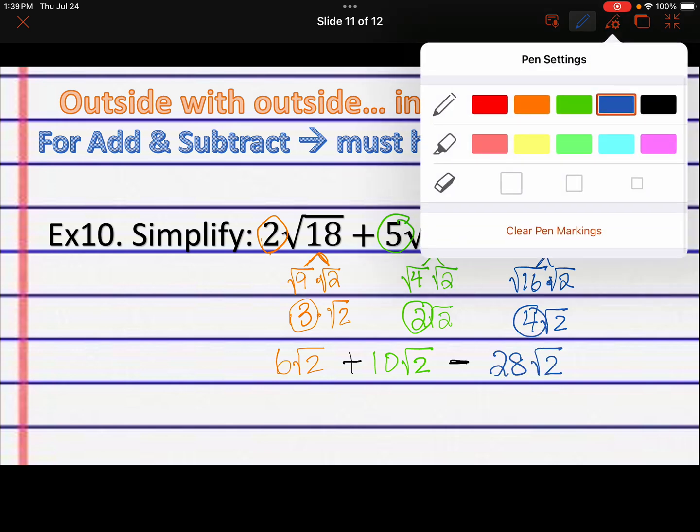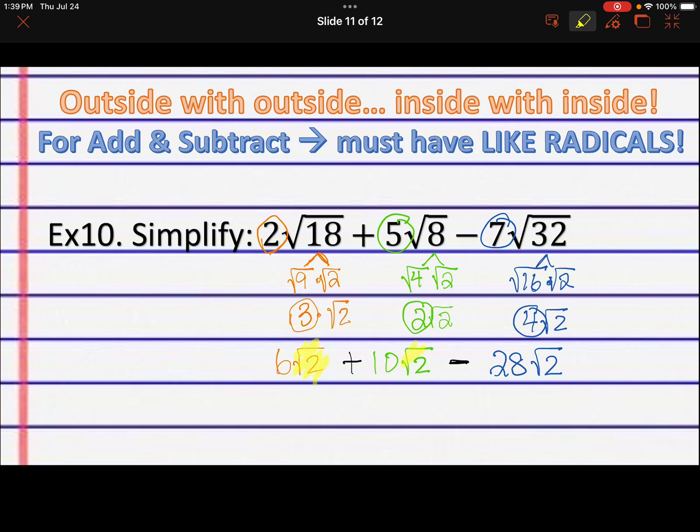All right, now that all of my radicals are the same, I've created what's called like radicals. And that part's done. I'm just going to say radical 2. And now I'm going to take all these outside numbers, and I'm going to go ahead and just add them. So 6 plus 10 is 16. And then 16 minus 28 would give me my negative 12 radical 2. And we have simplified it. All right, that is the end of today's lesson on simplifying numeric expressions, including simplifying radicals.